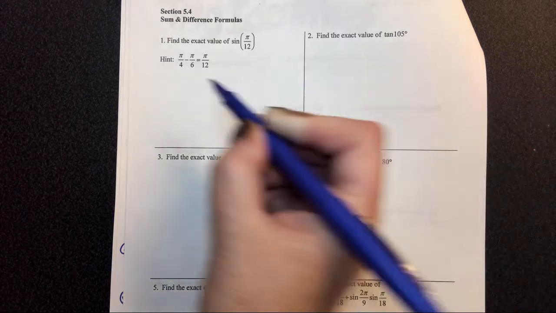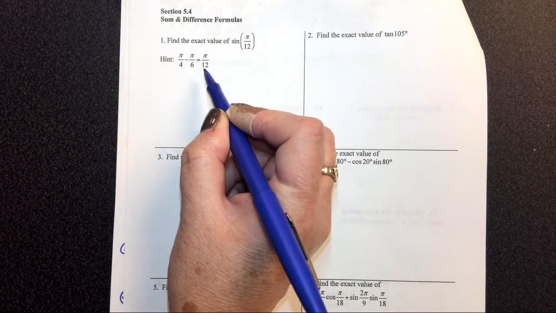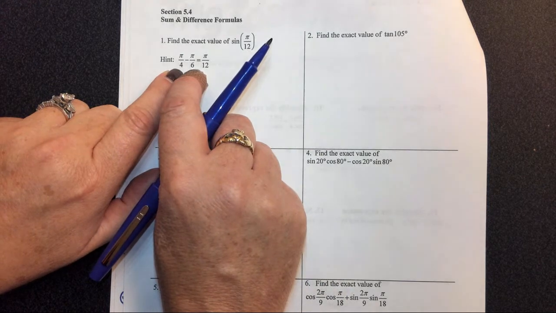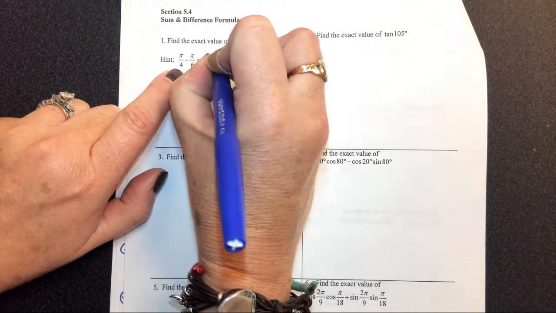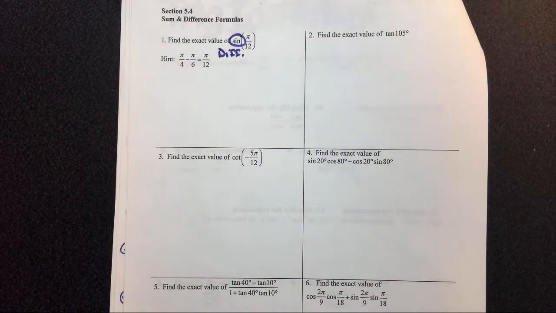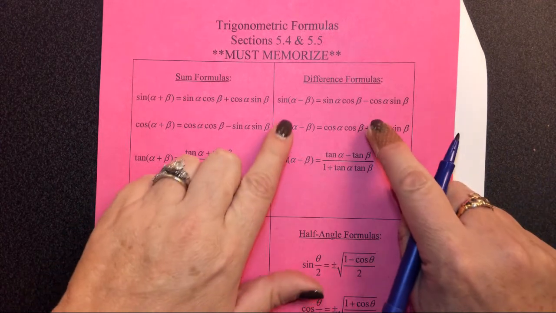For example, I'm giving you a hint here. Pi over 4 minus pi over 6 equals pi over 12. What operation am I doing between these 2 angles? Subtracting. So I'm going to use my difference formulas. And again, I want to find the sine, so on my pink sheet I'm going to use my sine difference formula.